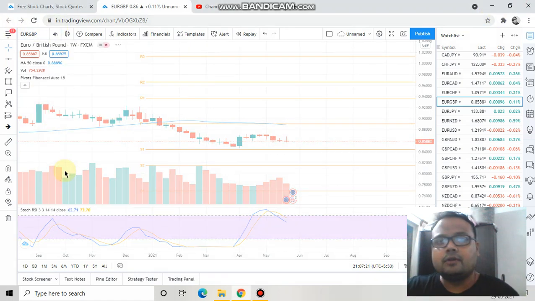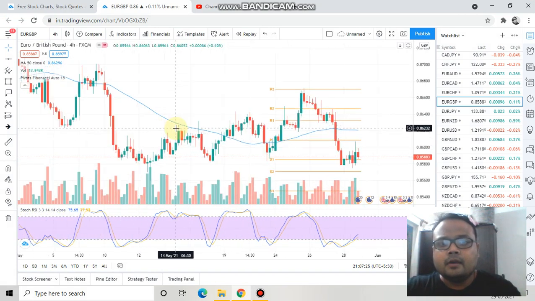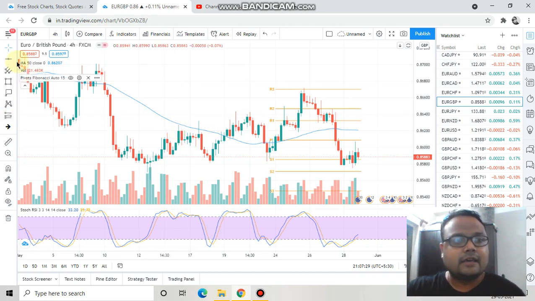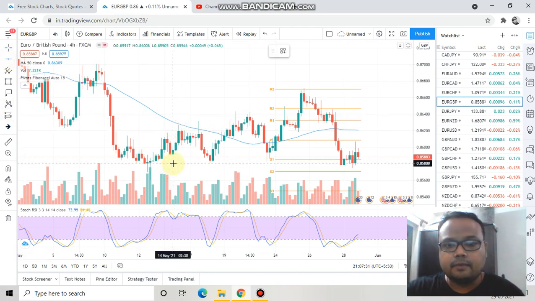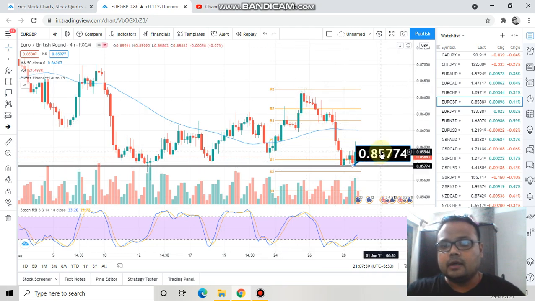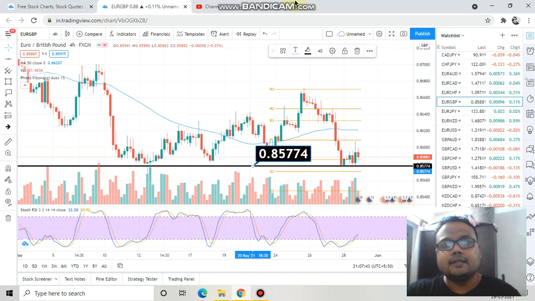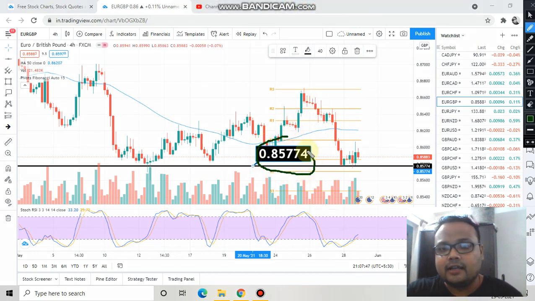Let's switch to the 4 hours time frame and see what should be a strategy then. If we have a general look at the chart, we can easily see that the market has support at this particular price level. There is no doubt that the market has got good support at this level, and right now we can see that the market is almost standing at the support only, the 0.8577 level.